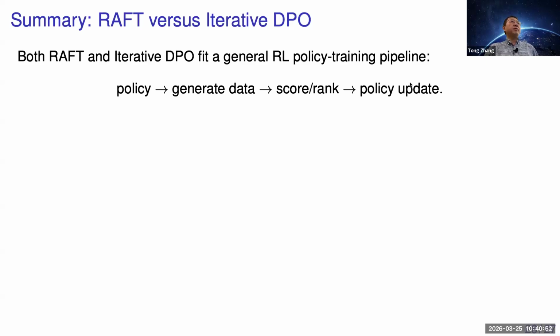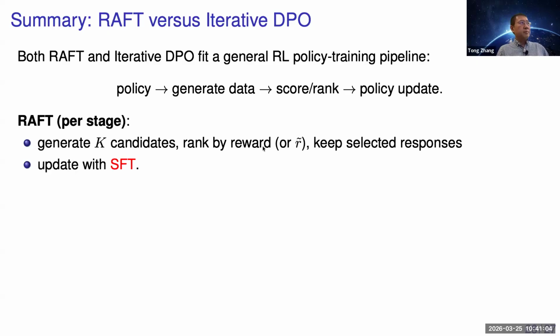So RAFT is simpler. You update, one with SFT, one with preference learning. But both fit this framework. This is a typical reinforcement learning framework. One thing I want to say a little bit about reinforcement learning is that because it generates your own data, there are some desirable effects.